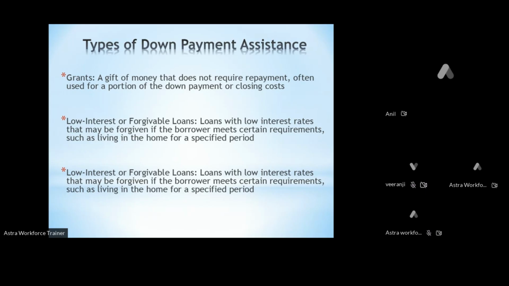Grants: a gift of money that does not require repayment, often used for a portion of the down payment or closing costs. Low interest or forgivable loans: loans with low interest rates that may be forgiven if the borrower meets certain requirements, such as living in the home for a specific period.